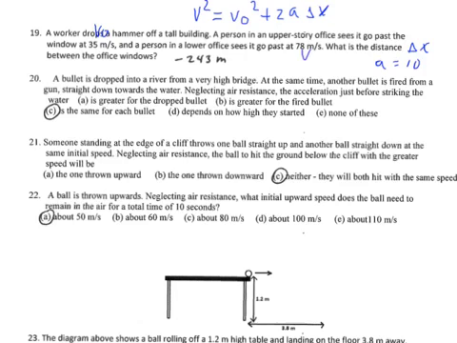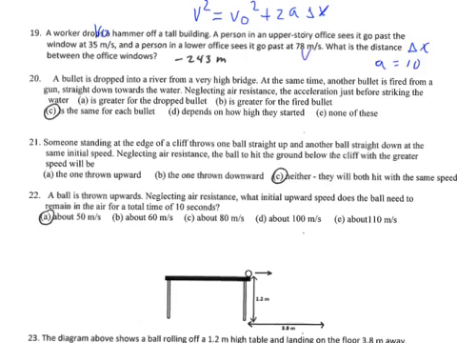Now, someone standing on the edge of a cliff throws one ball straight up, another one straight down. Neglecting air resistance, the ball to hit the ground below the cliff with greater speed will be, well, here's a way to think of it. If I throw it up at 40, how fast is it going to be going when it comes back to me? It's going to be going down at 40. And if I threw it down at 40, or it went up and came down at 40, it doesn't matter. It still hits the ground at the same speed. This one I threw down at 40, and this one went up and then came back down at 40. So the answer is neither. They'll be the same.